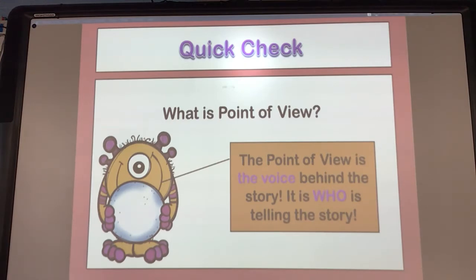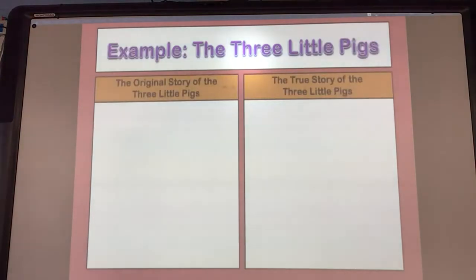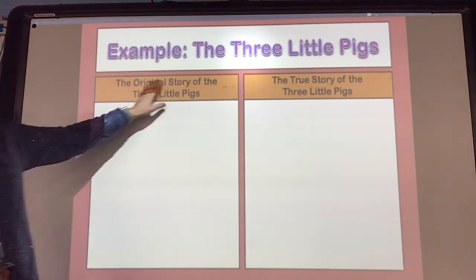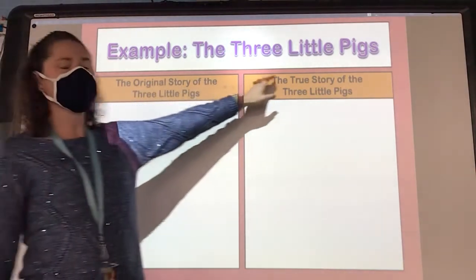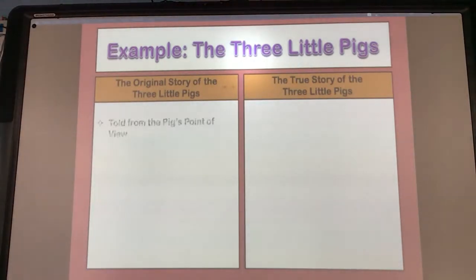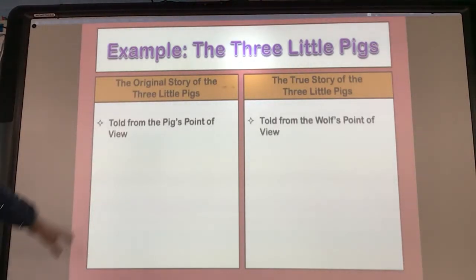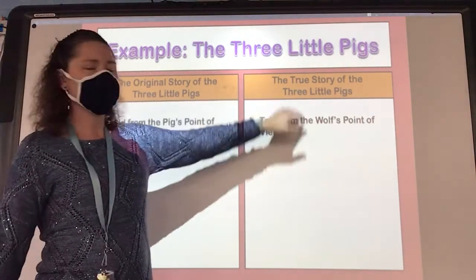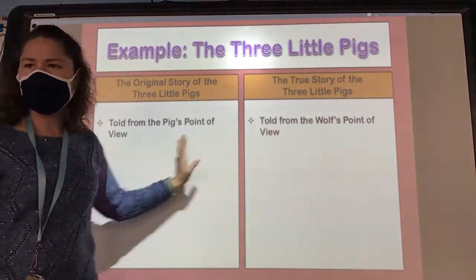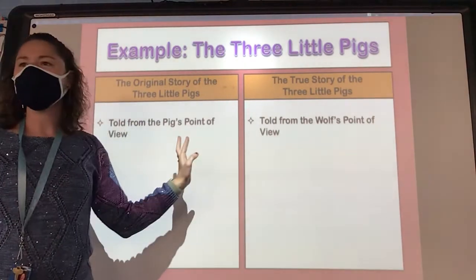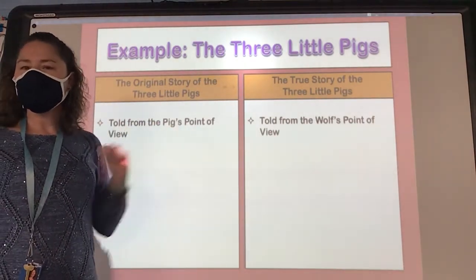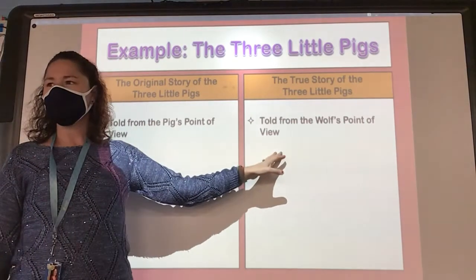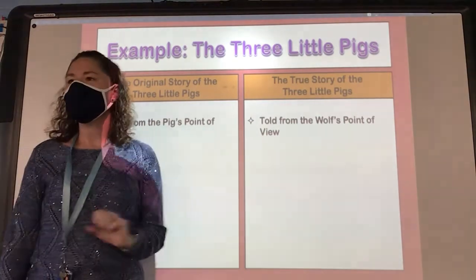All right, let's think about the 3 Little Pigs story. So the original story is told by the 3 Little Pigs, right? The original. The True Story of the 3 Little Pigs. That actually happened? So we have this one told from the pigs' point of view. This one's told from the wolf's point of view. You may or may not be familiar with the 2 sides of the story, but that's okay. Imagine, though, without me going any further, how these 2 stories are going to be different. How are they going to be different?